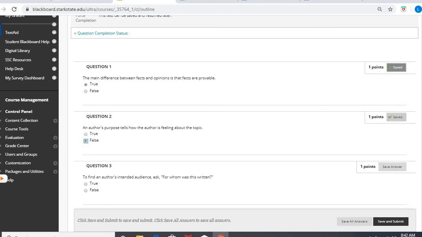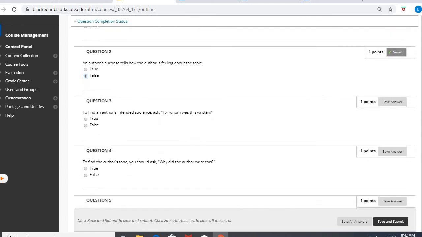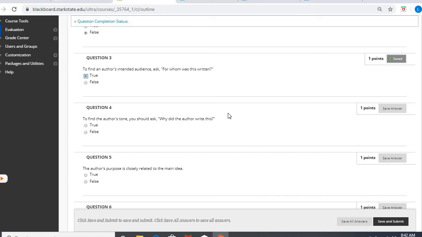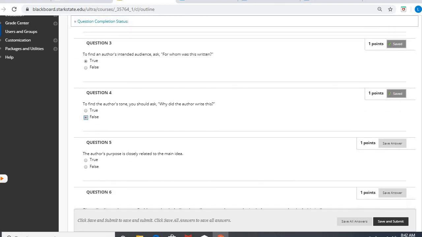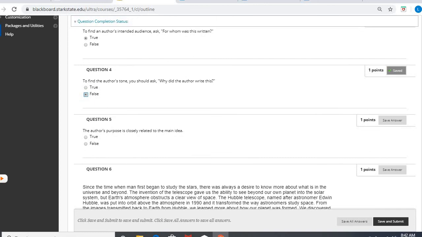Number three, to find an author's intended audience, ask for whom was this written. That is true. If you're trying to find out if this was geared toward a certain population, you ask yourself for whom was this written. Number four, to find the author's tone, you should ask, why did the author write this? That is false. That is basically right up here. Their feeling about the topic, that's what the tone is: how an author feels about a topic. Number five, the author's purpose is closely related to the main idea. Yes, true. The main idea will often give you an indication as to what the purpose is.